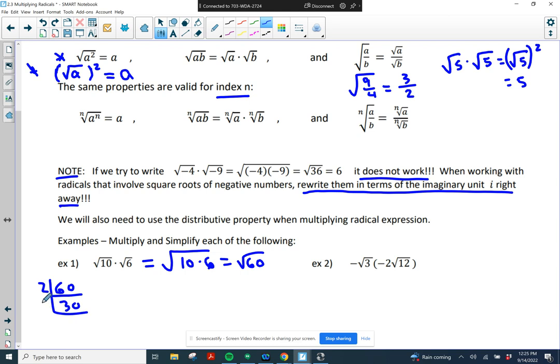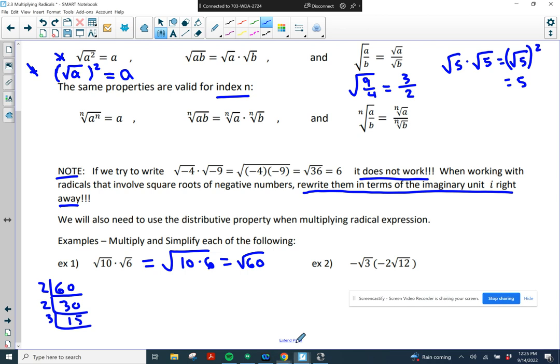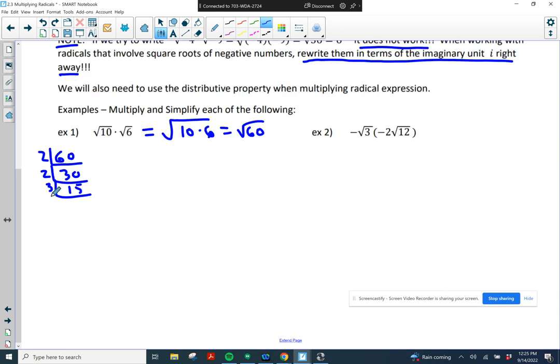2 goes into 60 and leaves 30. 2 goes into 30 and leaves 15. 15 is 3 times 5. So I don't actually have any perfect square factors other than the 2 times 2. All right. I've got my pair of 2's. So a 2 comes out. 3 times 5 is 15. We've got the 15 underneath. Hopefully we're getting to be really pro at working with radicals. We have 2 times the square root of 15 for our answer.